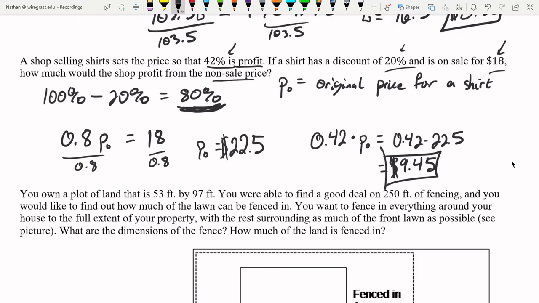Now you can actually find from this information how much profit they make off of the sale price. Because they do make a profit. They're not going to sell it for a loss. But it's just going to be less than this 9.45. I encourage you to think about that and do it on your own.